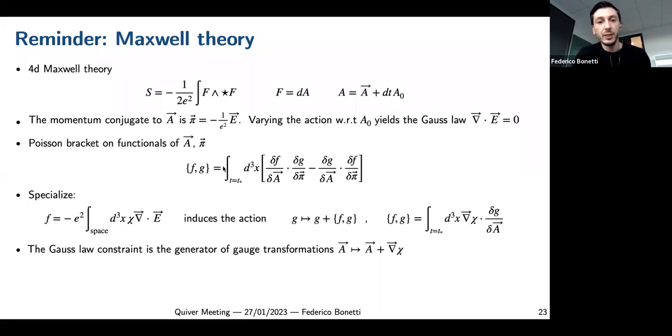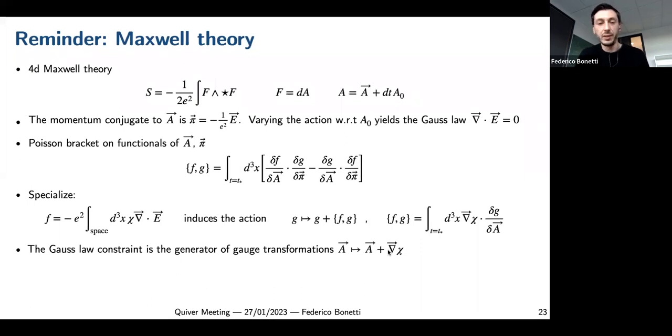One way to see it is to make use of the canonical Poisson bracket that we have in the Hamiltonian formalism, and consider a functional like this f. As you can see, we are integrating the Gauss law constraint on space. And we can see that that's effectively generating a shift of A by a gradient, so a small gauge transformation.